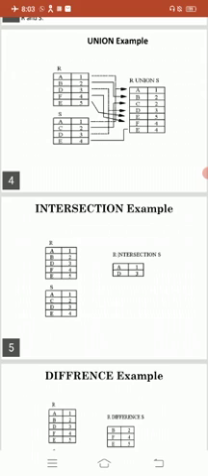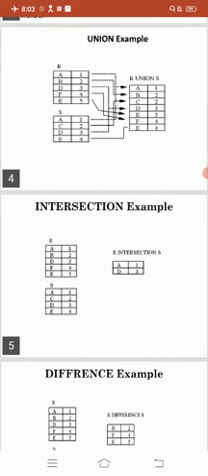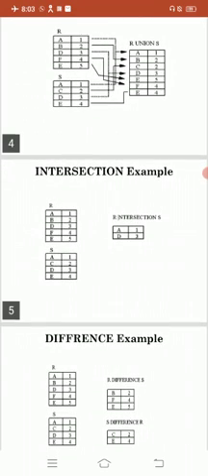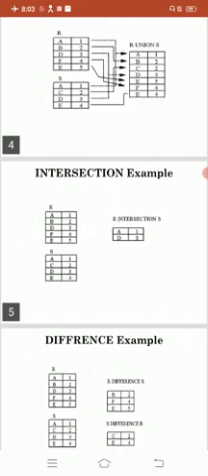It is denoted by the upside-down U symbol. So the upside-down U is called the intersection symbol. It is represented by two circles combined to each other, but the joining part in between is shaded, and that is called intersection.